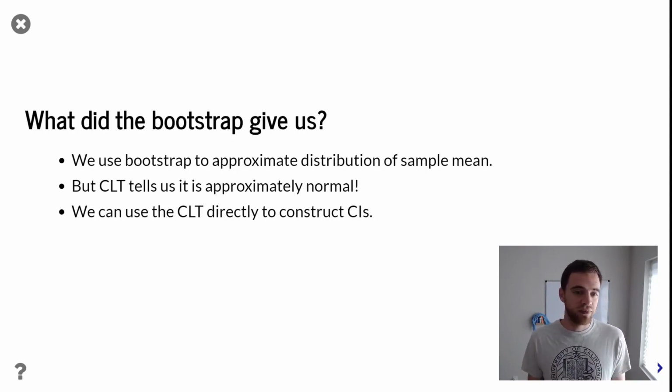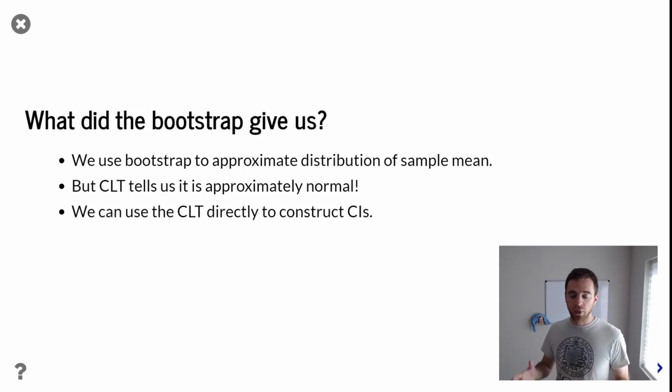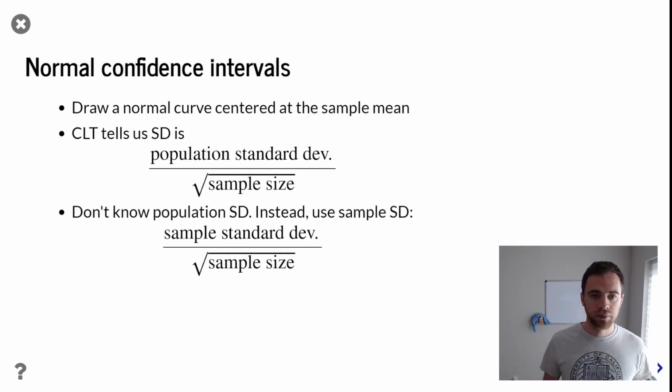It says it's approximately normal, and it's centered at the population mean, and its width is the population standard deviation over the square root of the sample size. So the point here is that we don't need the bootstrap to figure out what that distribution could look like. Let's just use the central limit theorem directly, and then we'll use it to construct confidence intervals. Once I know the shape of that distribution, I can construct a 95% confidence interval.